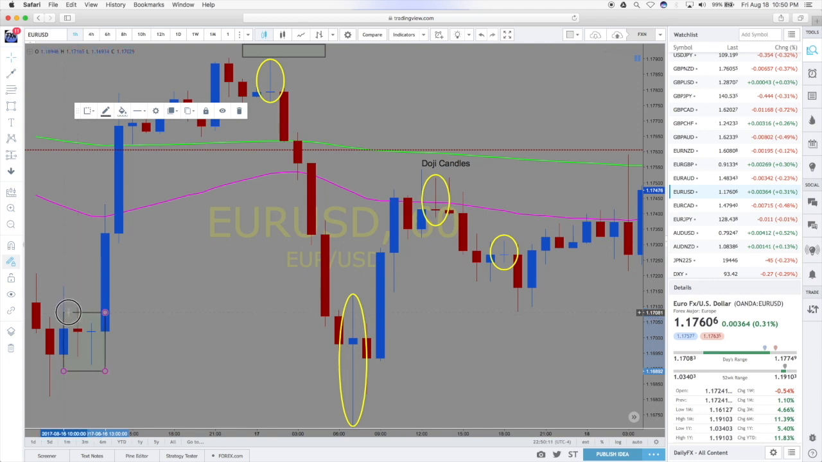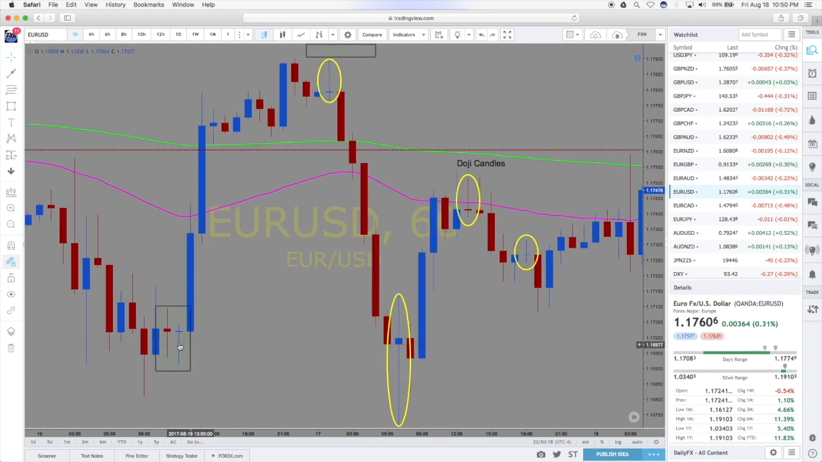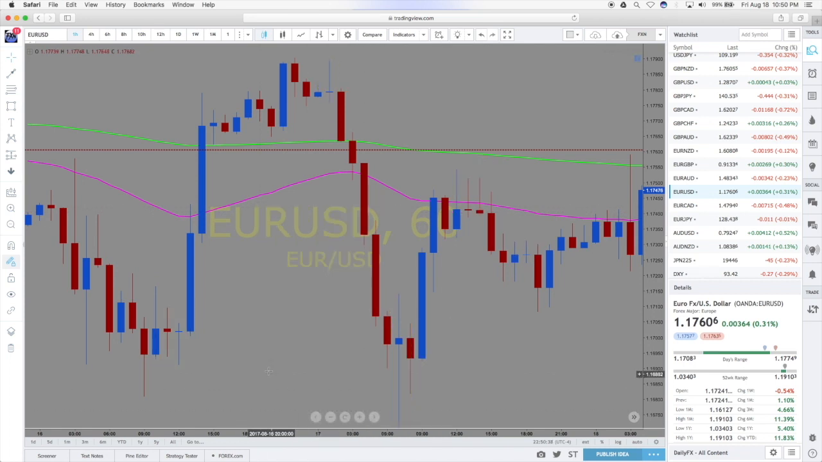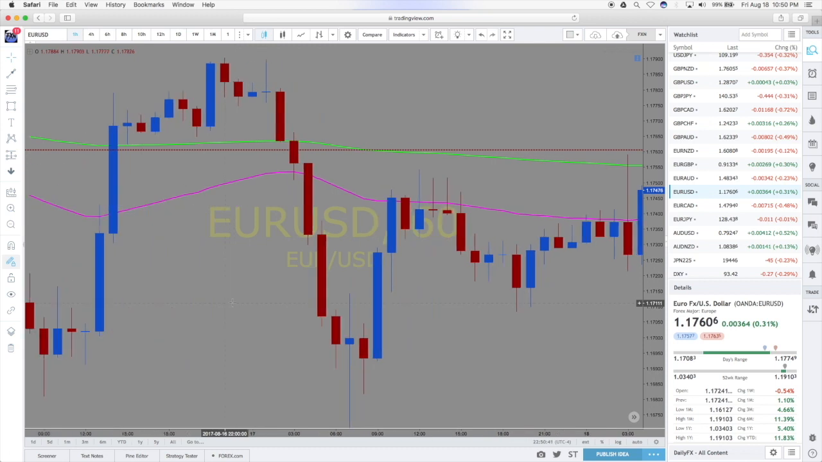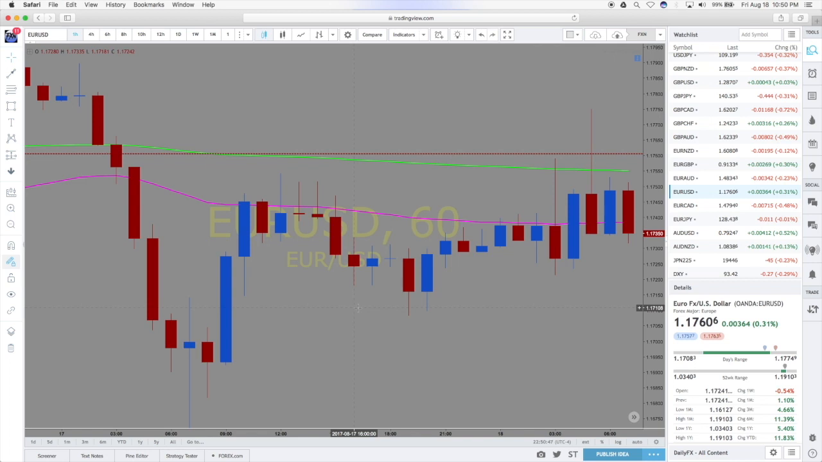So you can see that price here was coming down. We have two doji candles, price reversed. And you can see we had a doji candle appear, price went back down, reversed again. Another doji candle, price reversed. Another doji candle, price reversed again. So you can see the data that this gives you every single time that we get a doji candle.